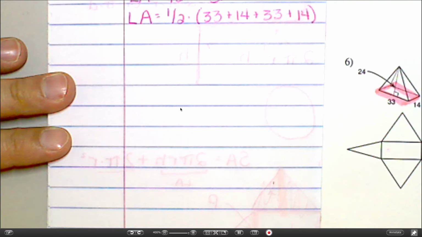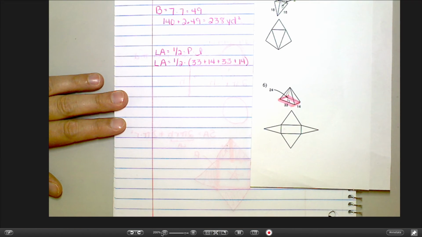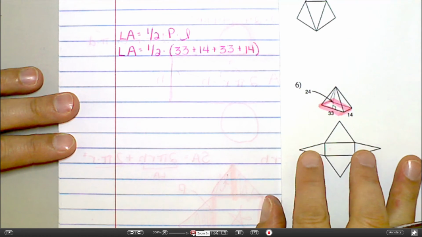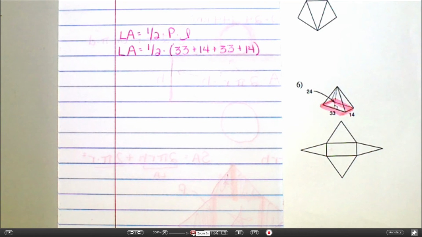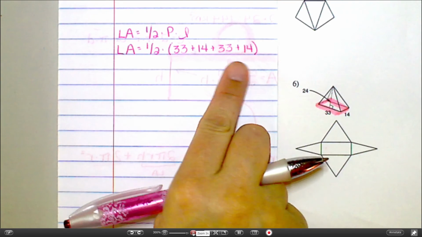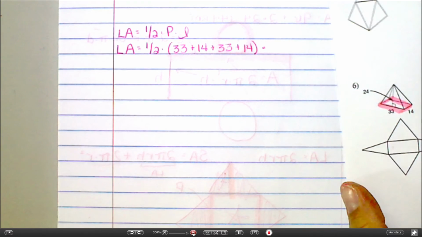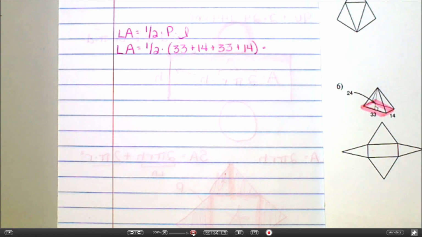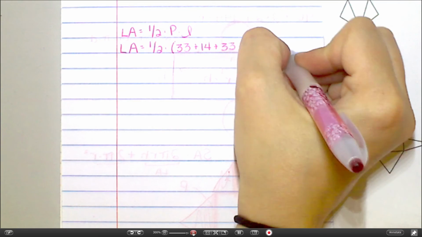Like I said, I just wanted the picture to be bigger for a second. So 1/2 times the perimeter of the base, there's the perimeter of the base, times the slant height. Which number here is the slant height? The 24. See how the 24 is like measuring up the side of the pyramid? So this would be multiplied by 24.